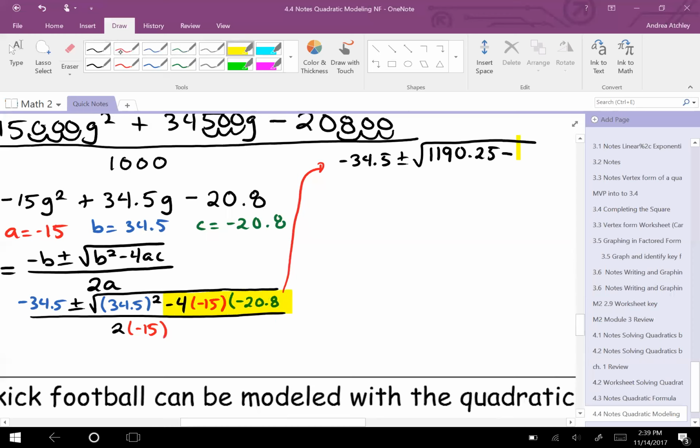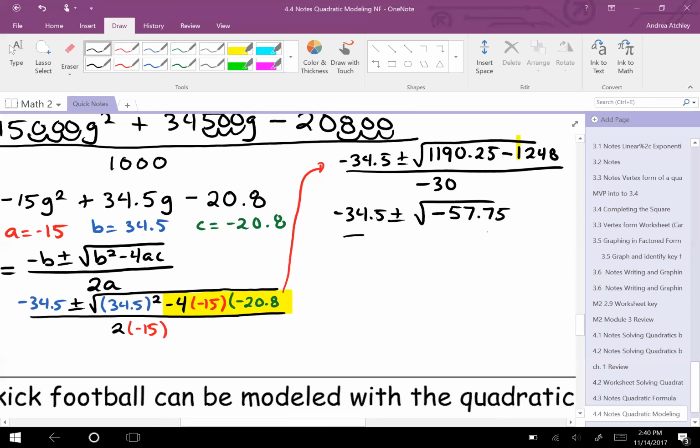So this is 1248 all over negative 30. So this gives me negative 34.5 plus or minus the square root of negative 57.75 all over negative 30.